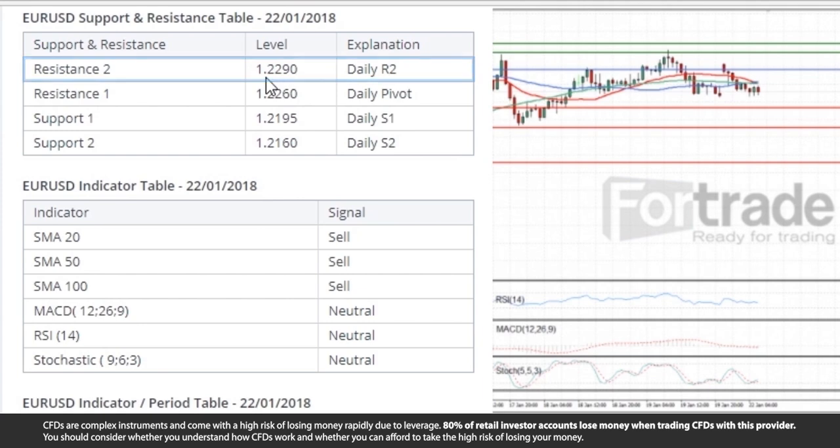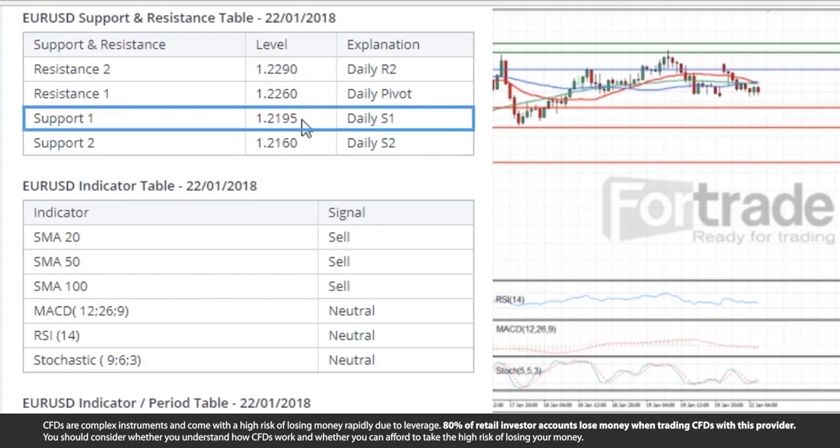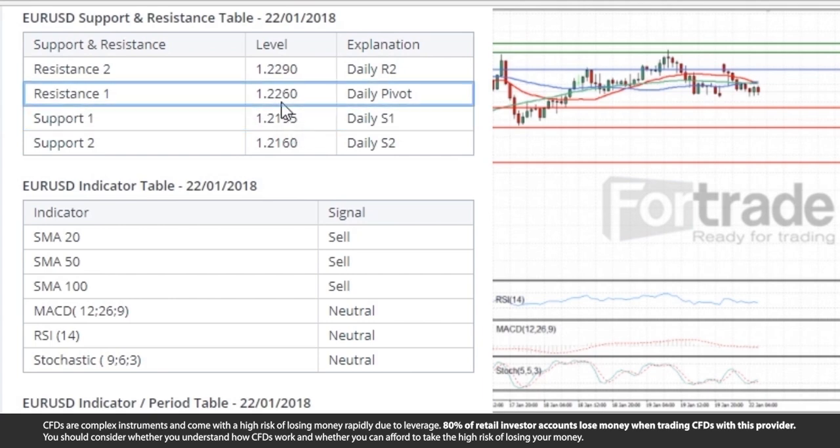More conservative investors who decide to sell would set take profit at support 1 at 1.2195 and stop loss at resistance 1 at 1.2260. Below the table that numerically represents lines from the chart, there is an overview of current signals which are software generated.